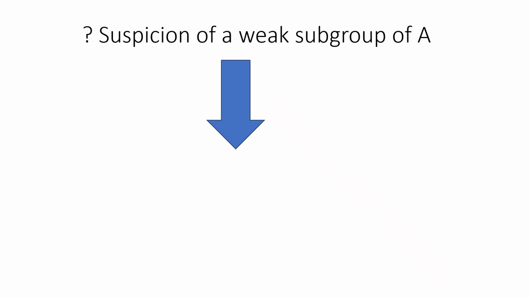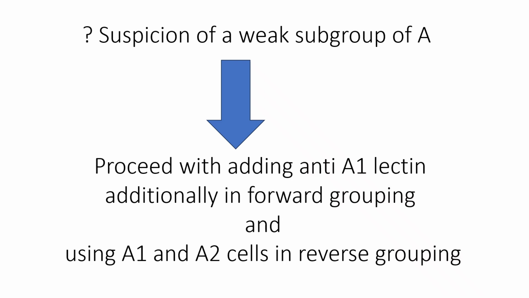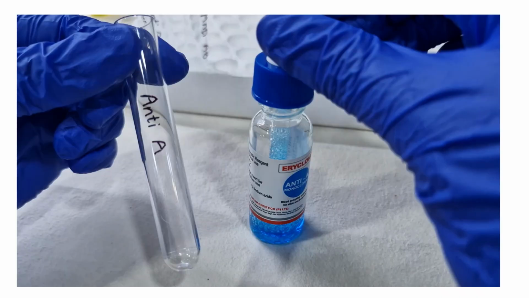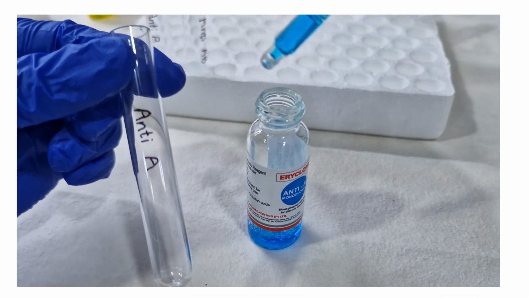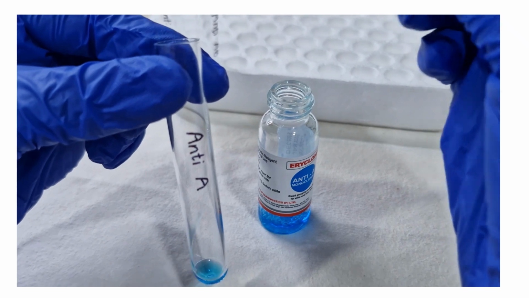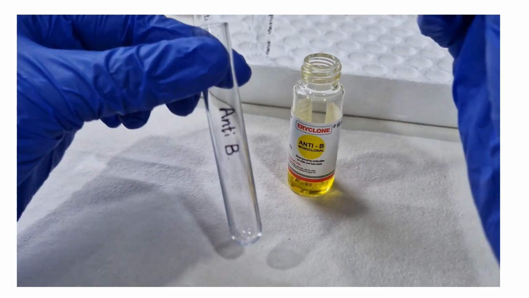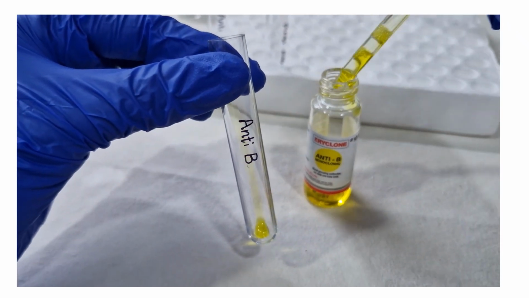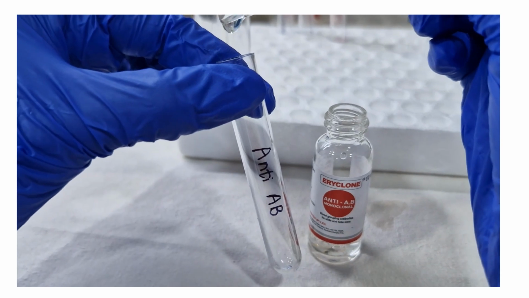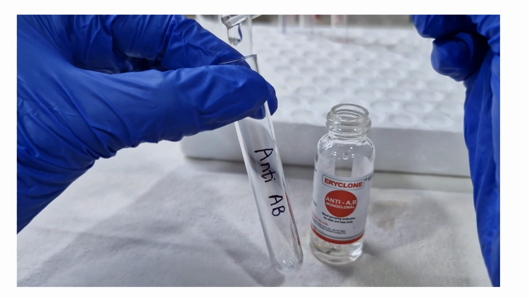In suspicion of a weak subgroup of A, we will proceed with further testing by adding anti-A1 lectin additionally in forward grouping and using A1 and A2 cells in reverse grouping. Beginning with forward grouping, we will add 1 drop of anti-A to tube labeled anti-A, 1 drop of anti-B to tube labeled anti-B, and 1 drop of anti-AB to tube labeled anti-AB. Then we will add 1 drop of patient red cell suspension to each of the tube.